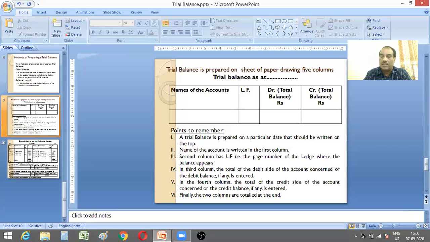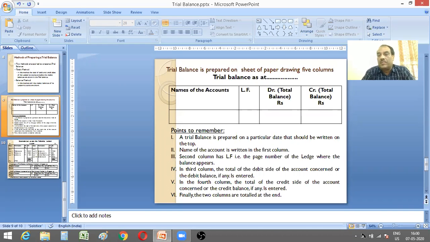It starts with writing the date. Then the name of the account is written in the first column. Then second is the ledger folio, the page number of the ledger where that particular account is maintained. So we write the page number of that in the ledger. Then we write the amount debited and we write the amount credited. And here it is debit and credit balance. So we will write the debit balance and the total credit balance.